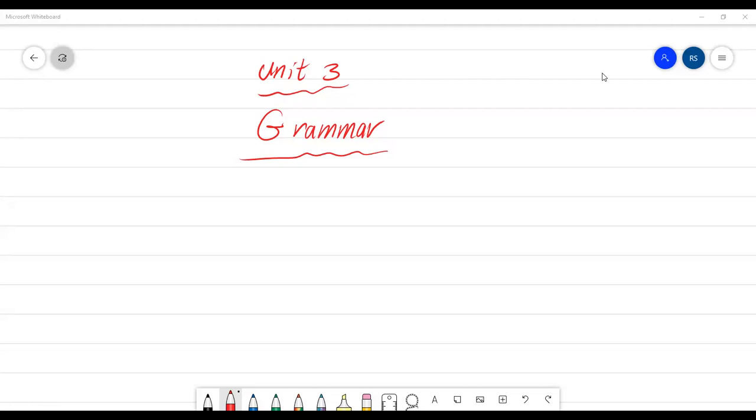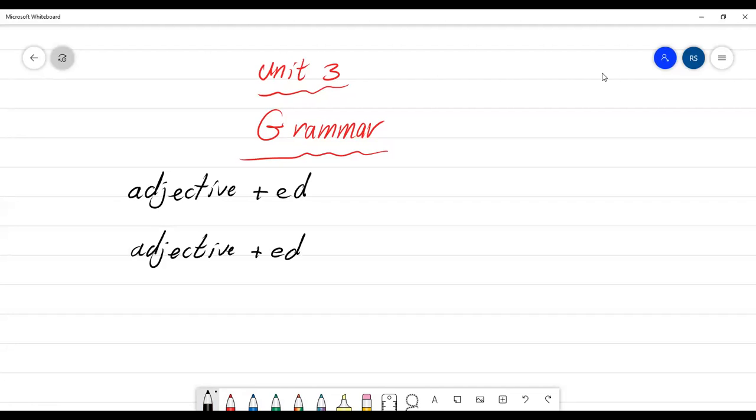Unit 3, Laugh Out Loud, 3, Grammar. Today, we're going to talk about how to use past and present participle adjectives, or we call them adjective plus ed, or adjective plus ed. Okay, my friends, adjective plus ed means a past participle adjective. Adjective plus ing is called present participle adjective.